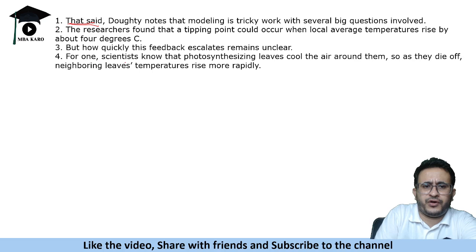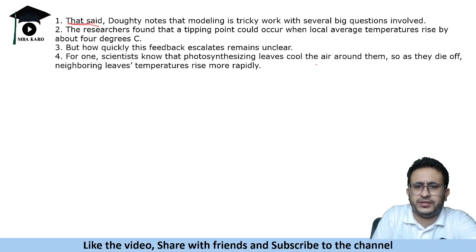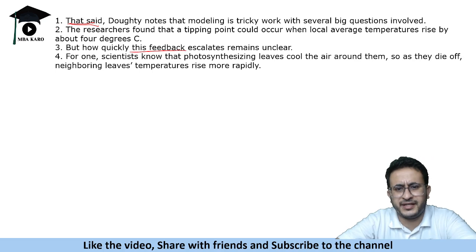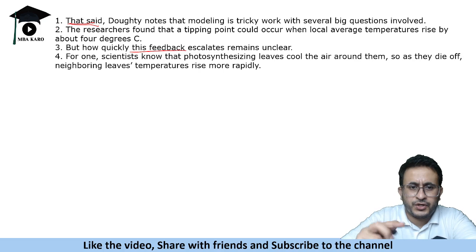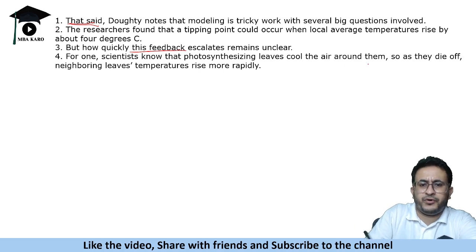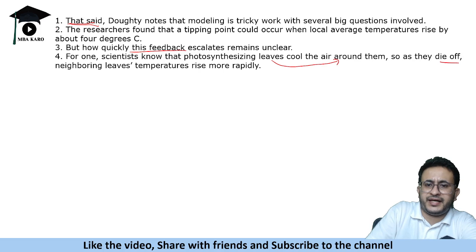So if you look at the fourth sentence, it says, for one, scientists know that photosynthesizing leaves cool the air around them, so as they die off, neighboring leaves' temperatures rise more rapidly. So photosynthesis is a process in leaves. Photosynthesizing leaves cool the air around them, and as they die off, the temperatures of neighboring leaves rise more rapidly. Then if you look at this feedback, any feedback that you can see in this chain, this is the feedback that is happening. What is feedback? There is one process and the outcome of it. The leaves cool the air, and when they die, the neighboring temperatures rise more rapidly. So this is the feedback they are talking about.